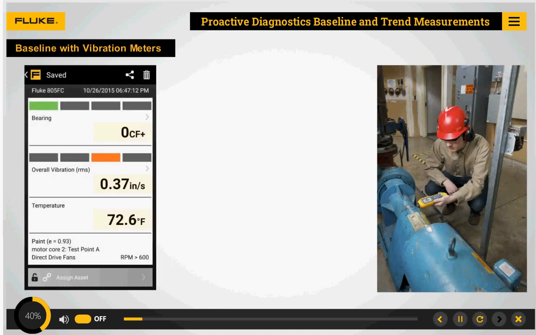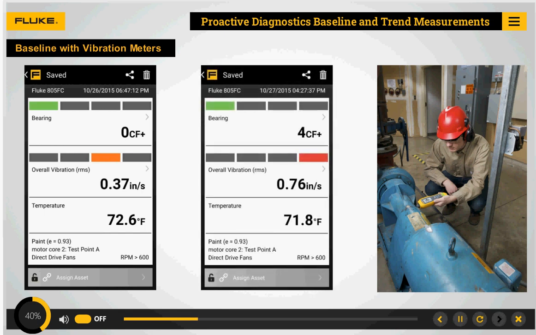Looking at the number alone for the overall vibration or bearing condition might not be of much benefit if you don't know what is normal or what indicates a problem. With the Fluke 805 vibration meter, you can use the severity assessment and trending functionality to overcome this obstacle.